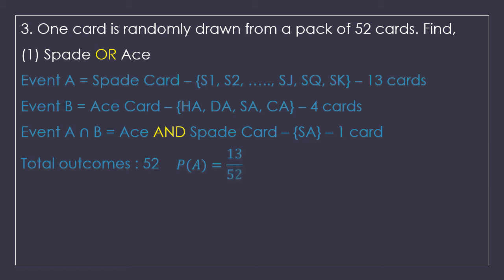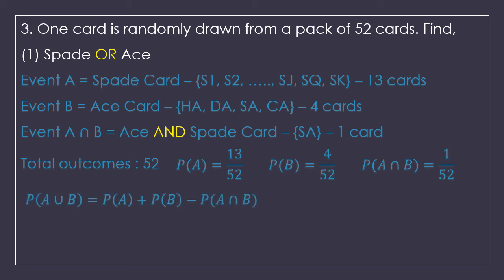Starting with A, 13 cards out of 52 cards, so 13 upon 52. Event B, 4 cards out of 52 cards, and event A intersection B, just 1 card out of 52 cards. Now, because we have all the 3 necessary probabilities, we can start with the union of events, that is A union B, that is A plus B minus A intersection B. We are going to put the values into equation here. 13 upon 52 plus 4 upon 52 minus 1 upon 52.